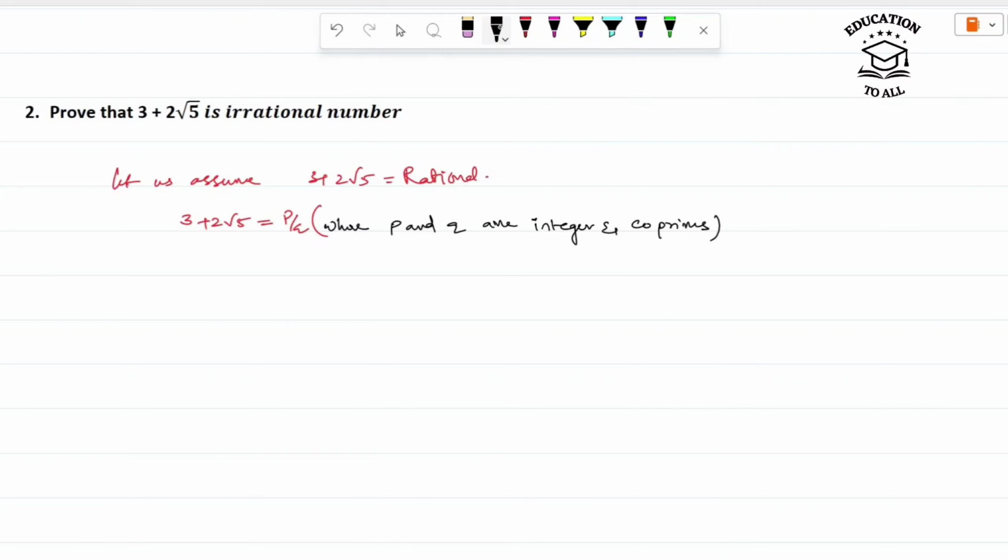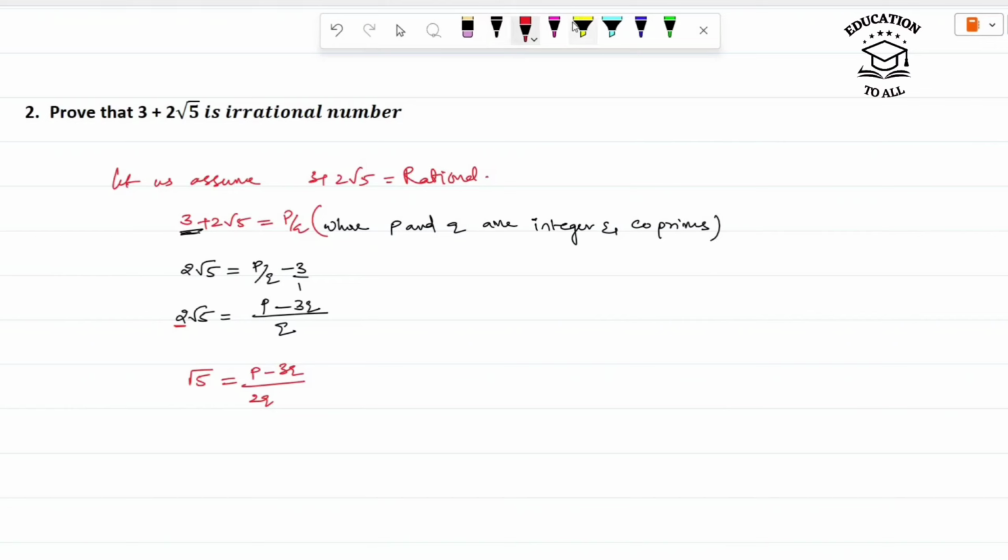Now you take the rational numbers to the opposite side. So what is a rational number? 3 is a rational number. So then 2 root 5 is equal to p by q, and plus 3 sending to the opposite side is minus 3. 2 root 5 is equal to, taking LCM as q, p minus 3q by q. Is there any rational number still pending on the left hand side? Absolutely true, this 2 is there. Now the 2 is also sent to the opposite side. Then root 5 is equal to p minus 3q divided by 2q.